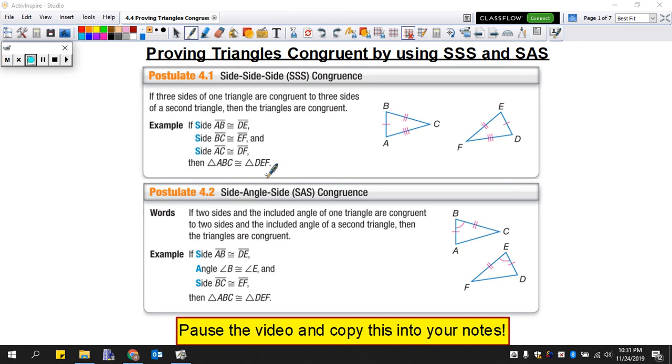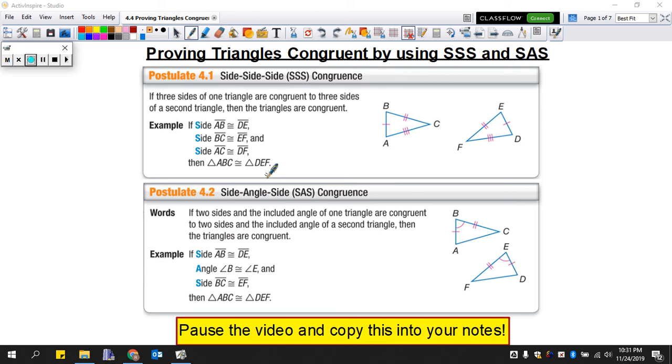Today we're going to start a series of lessons on how we can use several different theorems and postulates to prove that two triangles are congruent. The lesson today is by using the side-side-side congruence and the side-angle-side congruence.